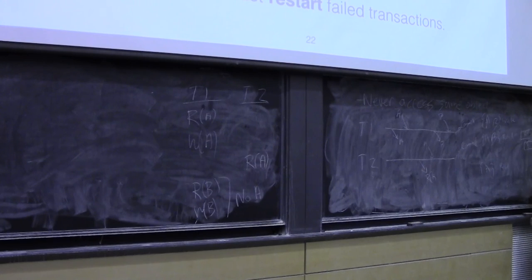We need to check to see if the read phases conflict. So set intersection between the empty set and the write set of transaction one. That's nice and safe. What about the read sets? Should these transactions be allowed to commit? Yes, or I hear votes for yes. Why should they be allowed to commit?